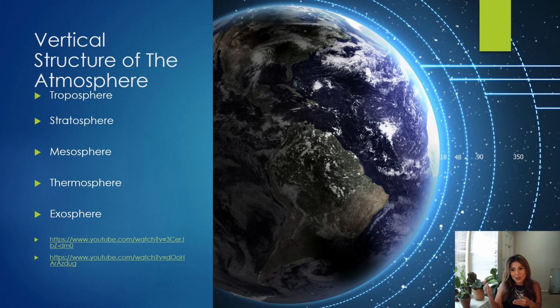Once you get to the stratosphere, air is stagnant. It's not moving around, so you're not going to have much action there, okay? Then you have the mesosphere, thermosphere, and exosphere, which extends into planetary space. Where is the ozone layer? The ozone layer is going to be found on the next slide.